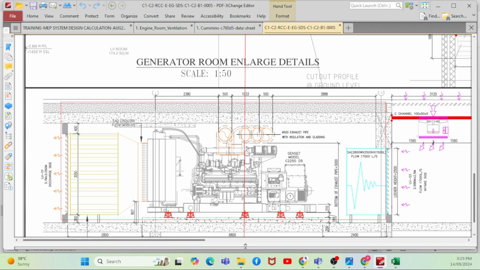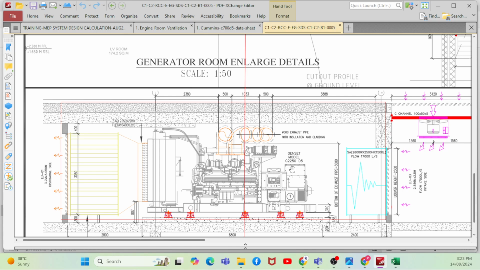Okay, you are not going with an external fan, something like this. There is an inbuilt generator fan. So the inbuilt generator fan can suck the air from the environment, whatever is required for combustion and also for the radiator cooling. Clear, right?